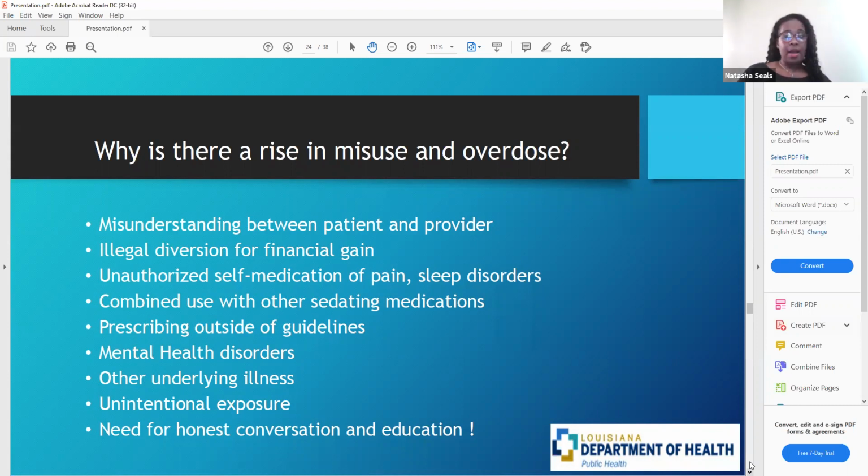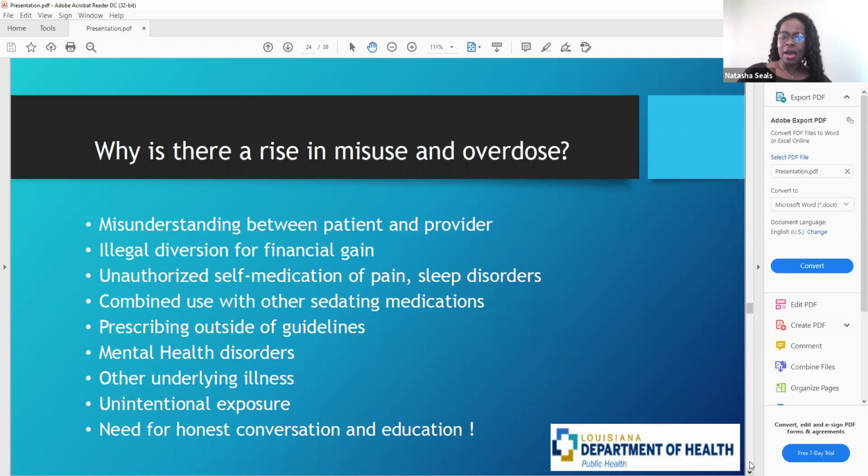Combining use with other sedating medications. You should not be combining your medication with alcohol at no time whatsoever. Other sedatives, such as hypnotics, such as Ambien, that's an example, as well as benzodiazepines, or what some people refer to as nerve pills. Don't mix your medicine with alcohol. I'm sure you've seen on the news the things that happen when that happens. Per CDC, more than half of those that misuse opioids also binge drink.